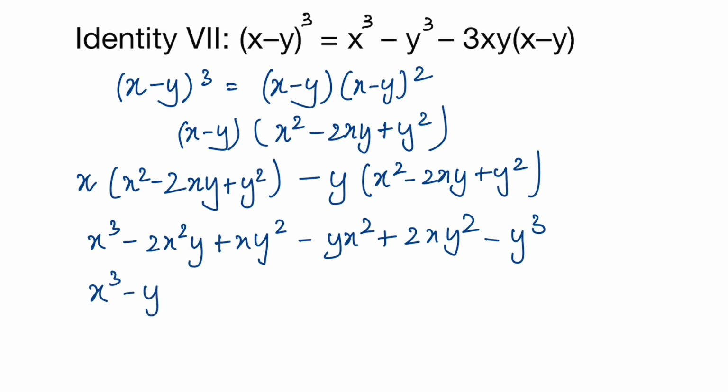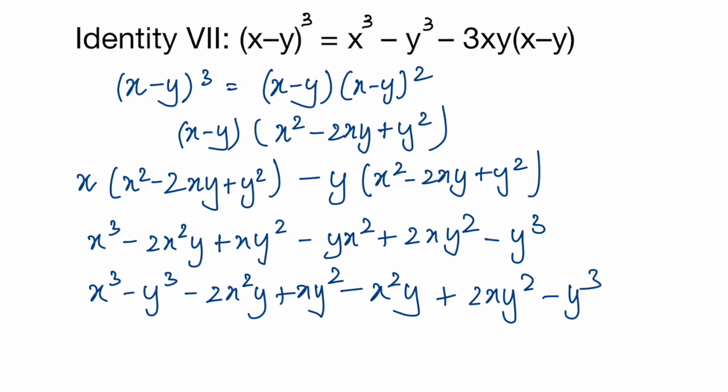Okay, now let us bring the cubic terms first. So that is x cube minus y cube, and we have minus 2x squared y plus xy squared minus x squared y. Remember, we can rewrite this term as x squared y as well. So it's minus x squared y plus 2xy squared minus y cube. Okay, so we are just going to again further try to group these terms. So minus 2x squared y and minus x squared y becomes minus 3x squared y, and this xy squared and 2xy squared becomes plus 3xy squared.